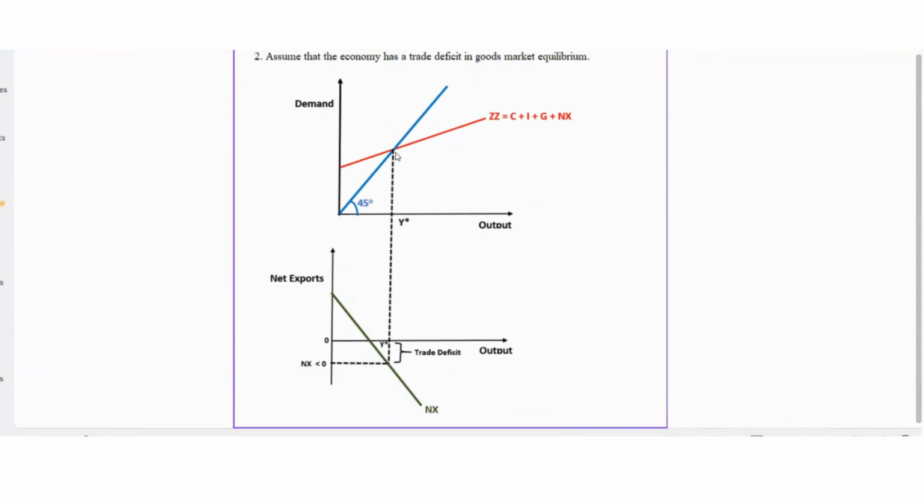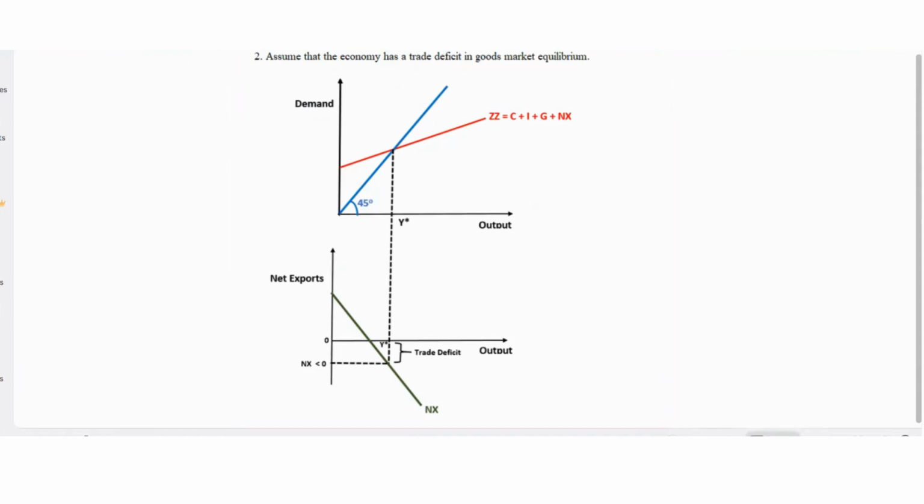It's very much possible that in goods market equilibrium we have a trade deficit. Again, goods market equilibrium in the upper panel is at the intersection of the ZZ line and the 45-degree line. We plot the net export schedule in such a way that at Y star, net exports are less than zero. This is the amount of the trade deficit.